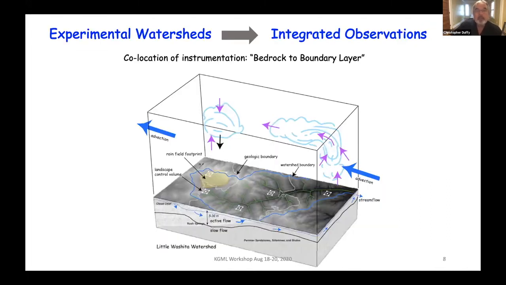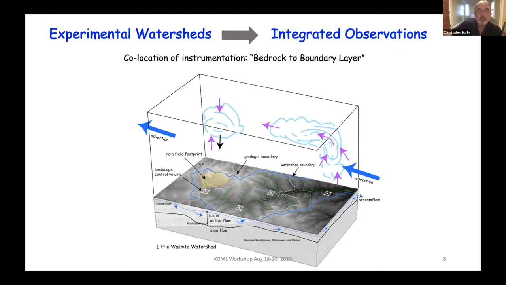And the other point I want to focus on in this talk is the role of experimental watersheds in making the connection. And that is colocation of instrumentation. Let's think of that as bedrock through boundary layer, where we have sites, experimental sites that measure all the variables in a co-located sense.